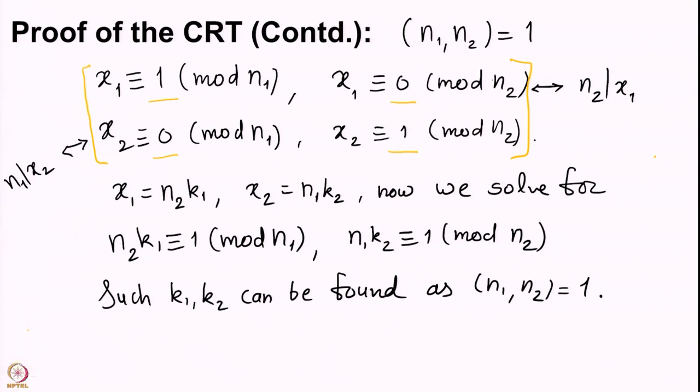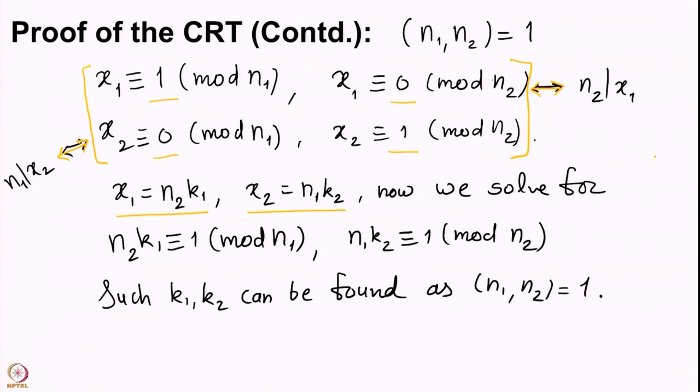Then x1 congruent to 0 mod n2 immediately tells us that n2 has to divide x1, and therefore x1 is of the form n2 times some k1. And similarly x2 congruent to 0 mod n1 will tell you that x2 has to be of the form n1 times k2. So the congruence x2 congruent to 0 mod n1 is solved because we are looking at x2 to be only multiples of n1. By looking at that we have solved this particular congruence. The only congruence that remains to solve for x2 is x2 congruent to 1 mod n2. Similarly, by taking x1 to be a multiple of n2, this congruence is solved.